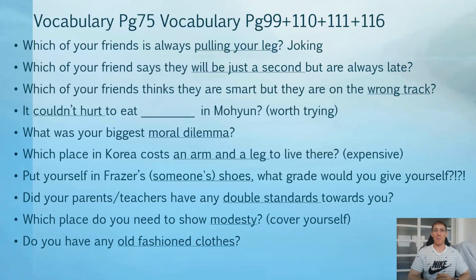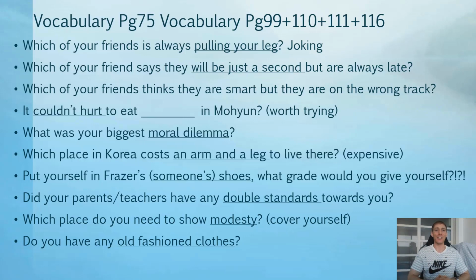So remember, first one, which of your friends is always pulling your leg? So who's always joking around? That's the meaning. Which of your friends says they will be just a second, but they are always late? So remember, just a second, just a minute, just a sec, like a short time. Which of your friends thinks they are smart, but they are on the wrong track? That means your friend thinks they are smart, but really they're not smart at all. So wrong track means the wrong thinking, the wrong kind of direction that they're going.